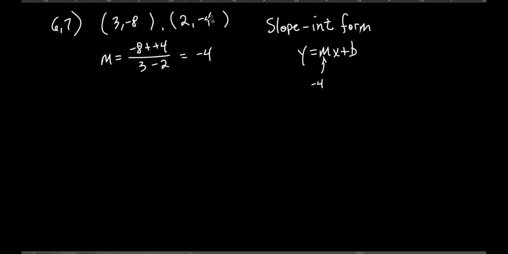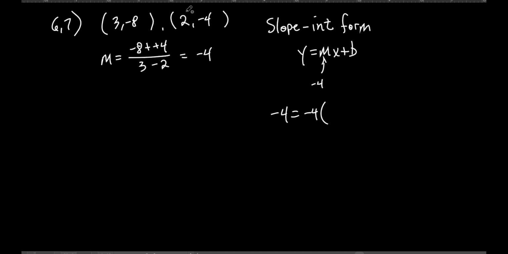So I can pick either one. It doesn't matter. You can pick the first one or the second one. You're going to come out with the same exact answer. Okay? Which one do you think would be a little easier? The 2, -4? Yeah, me too. So let's put that in there. So what is the y then? -4 equals m. We just found it, right? Which is also -4 times x.